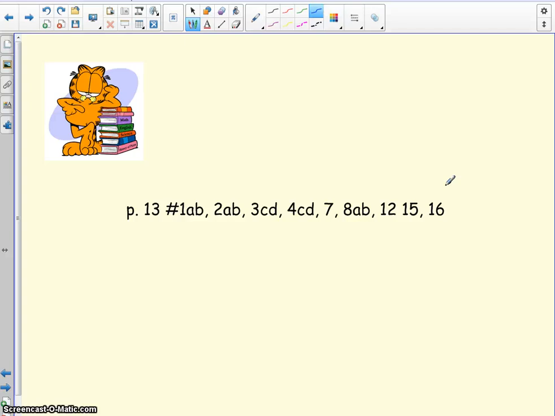If you're going to take 3U next semester, if that's a goal of yours, you'll be doing a lot more with domain and range than even what we've done so far. So it's good preparation for that as well. Okay, that's it.